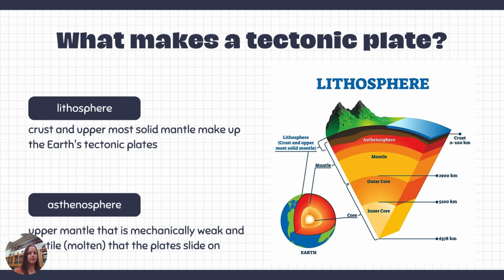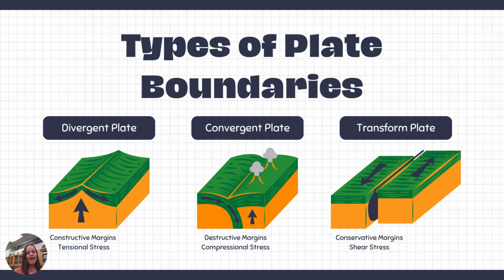Again, we're working with the lithosphere, which is the crust and uppermost mantle that makes up our tectonic plates, and it moves along the asthenosphere, which is our ductile, mechanically weak upper mantle. The cookie is the lithosphere, the cream filling is the asthenosphere. And we've already talked about divergent plate boundaries and transform plate boundaries.